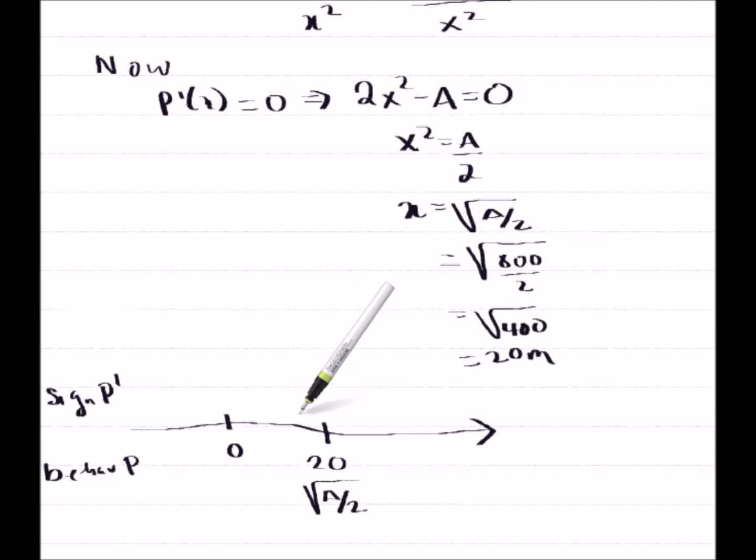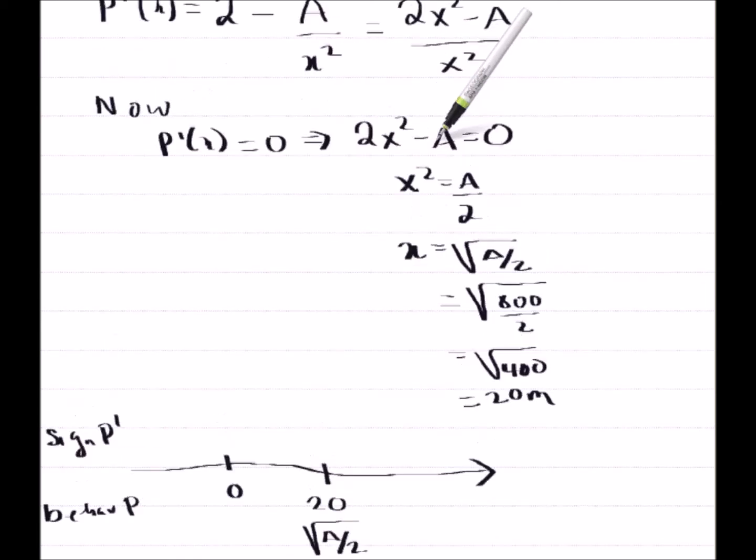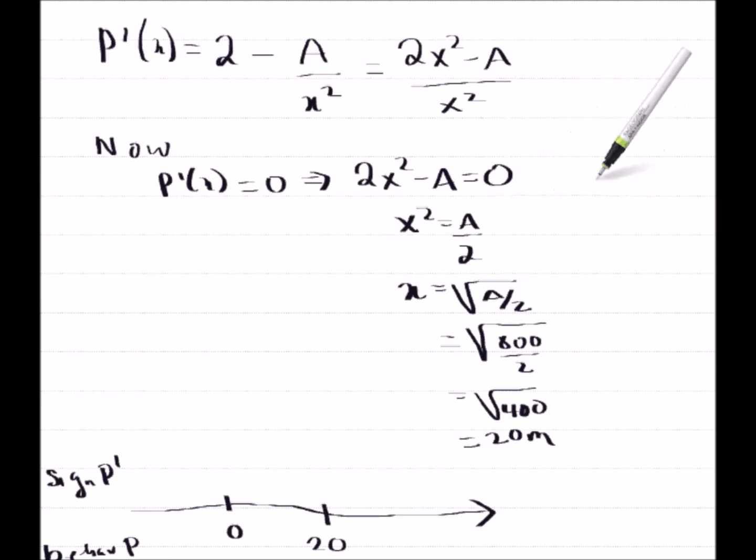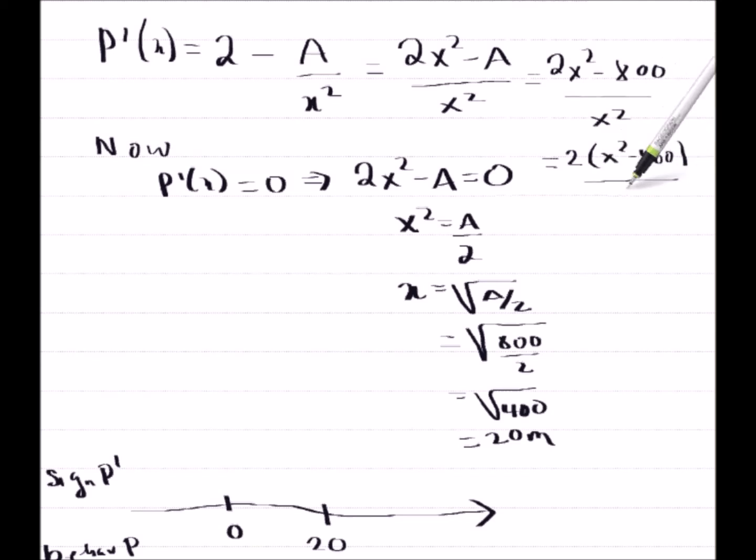So 20. Let's see what's going on here. What's the sign of p prime over here? If I go back and look at p prime, this is p prime. So maybe at this point I could replace a by 800 so that you can see what's going on. So this is 2x squared minus 800 over x squared. And that's actually, if I factor the 2, you see this is x squared minus 400 over x squared.